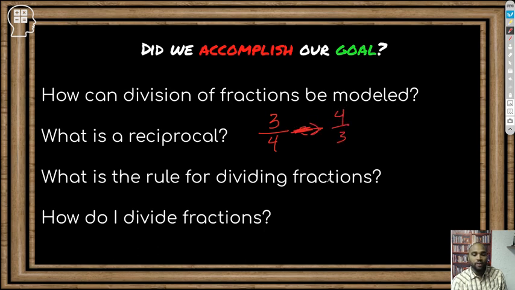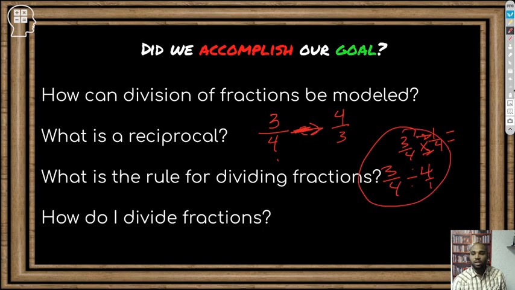What's the rule for dividing fractions? Well, you keep the first one. So 3/4 divided by 4. You keep the first one, 3/4. Multiply the reciprocal. So 4 is the same thing as 4 over 1. So we're going to reciprocate that to 1 over 4, and then you multiply straight across like you do with multiplication. How do I divide fractions? That's the same question, so that's how you would divide them.